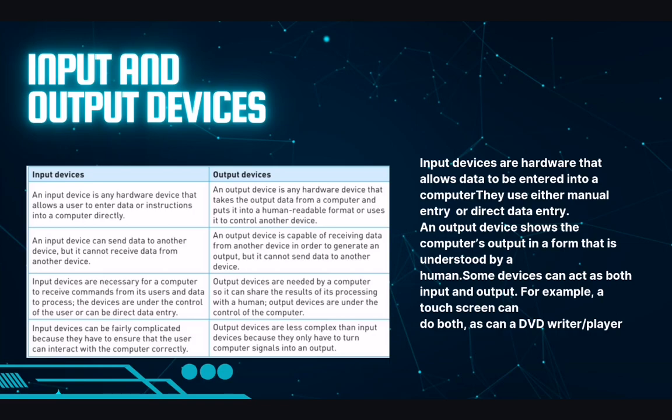Direct data entry means completely it is automatically being done for you. Manually means it's either typed by a keyboard or a mouse, whereas in direct data entry it could be OMR or OCR. But some devices can actually act as both input and output device, like DVDs or touchscreens. Pause the video and have a look at the differences and all of that for input and output devices. Let's proceed.